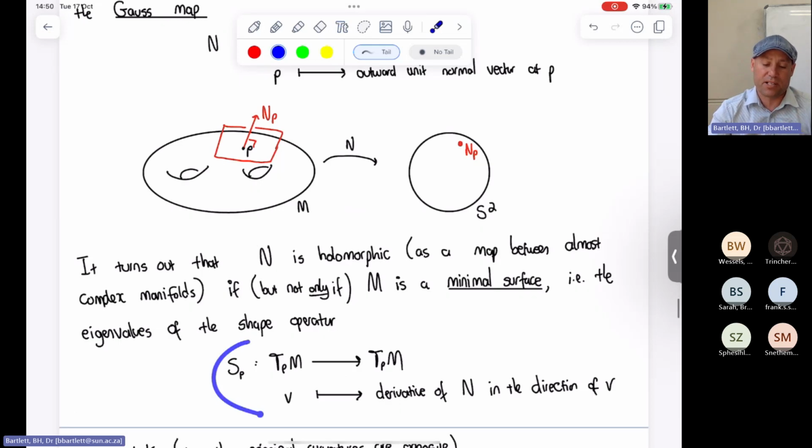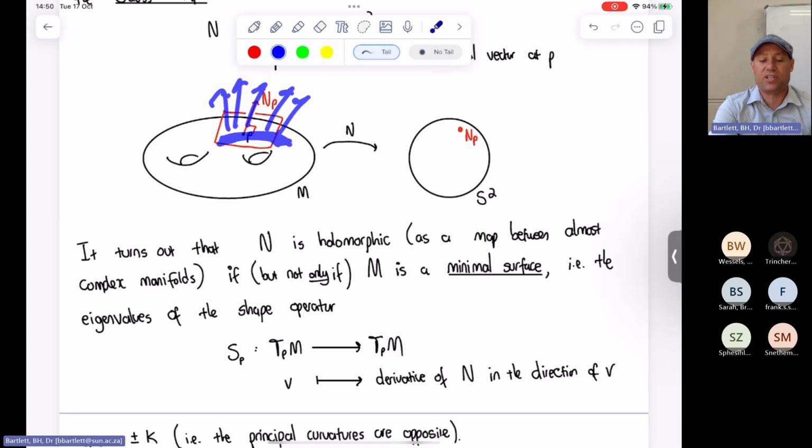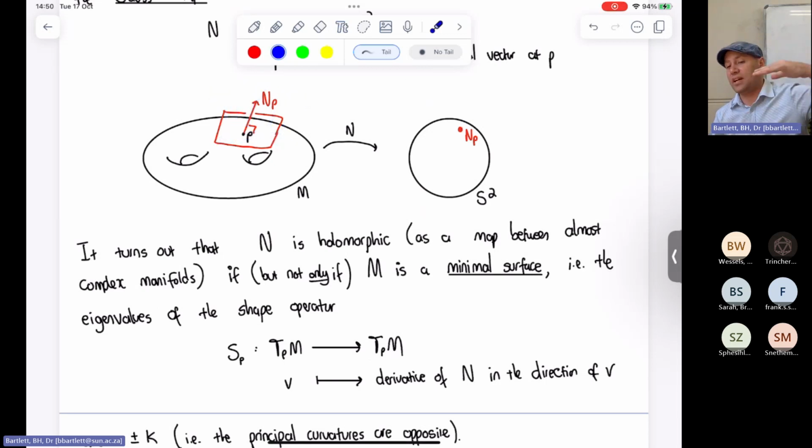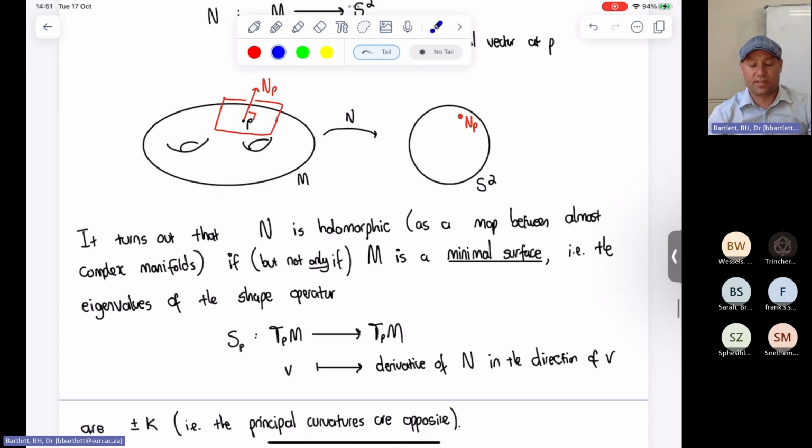It means that the shape operator on the tangent space, by definition, is an operator from the tangent space to itself. It takes a vector in the tangent space and differentiates the normal vector along that vector. So along a certain vector, you can see what happens to the normal vector, and that derivative is going to again be in the tangent space. That's what the shape operator does. So that's going to give you a map from the tangent space to itself. You can diagonalize that map and calculate its eigenvalues.